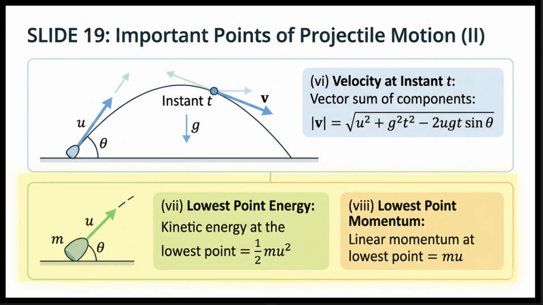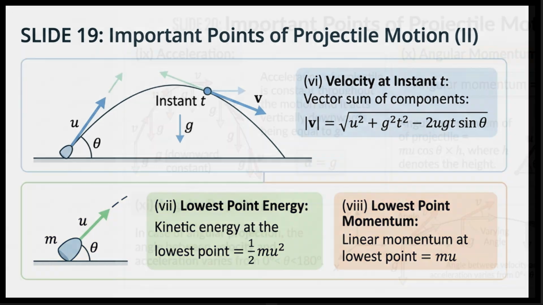At the lowest point of the trajectory, kinetic energy is 1/2 mu squared, using the full initial speed u. And linear momentum at that lowest point is simply the friction coefficient. Both results use the full launch speed because the vertical velocity component has the same magnitude at landing as at launch. It's been reversed by gravity, but not reduced.